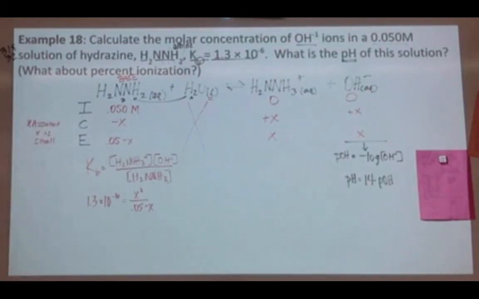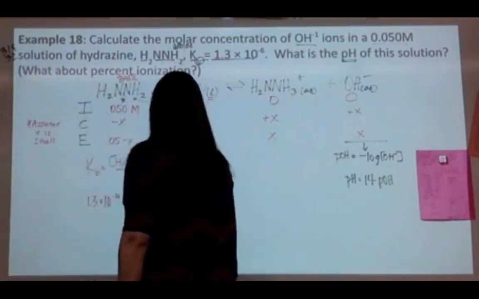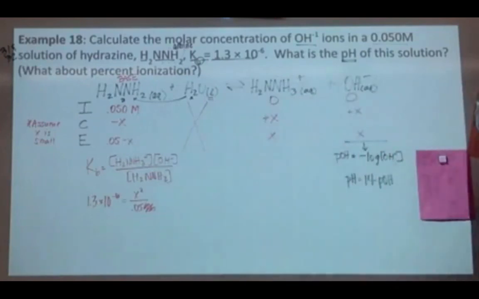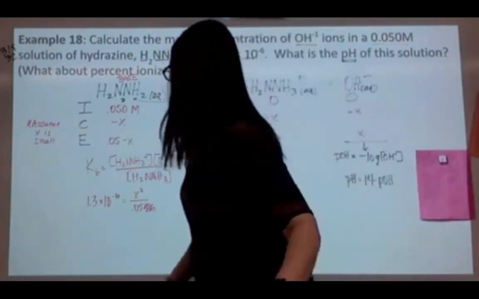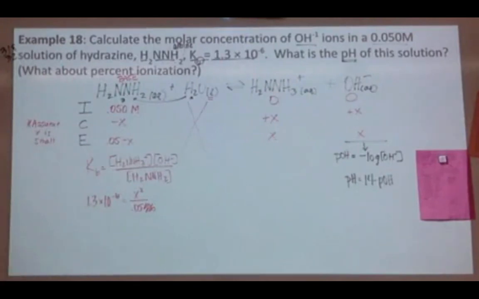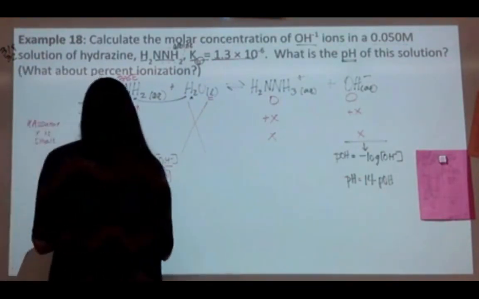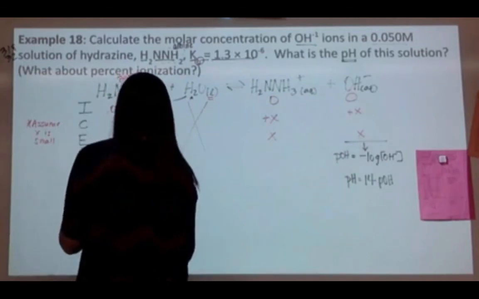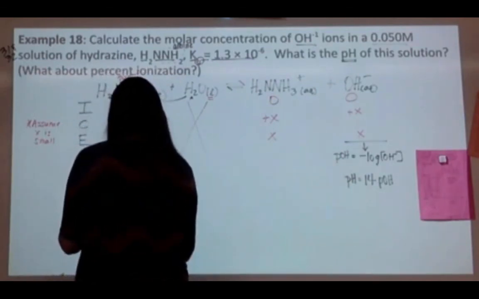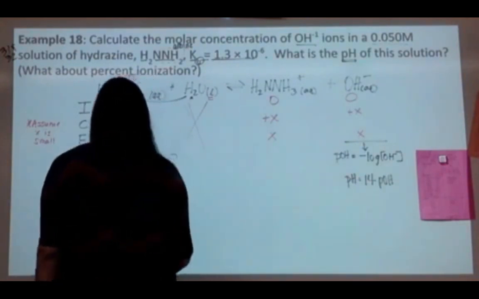Don't simplify, assume, because there are some great stories about when people assume X is small and try to shorten assume. So when we assume X is small, minus X gets ignored. So 1.3 e negative 6 times 0.05. You get 6.5 times 10 to the negative 8. You take the square root of that to solve for X. 2 sig figs, so 2.5 times 10 to the negative 4.